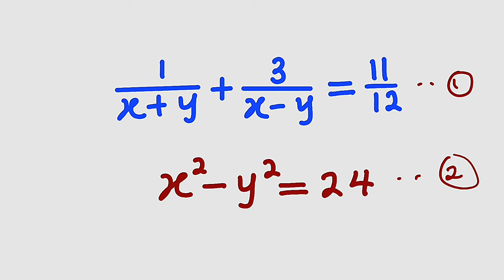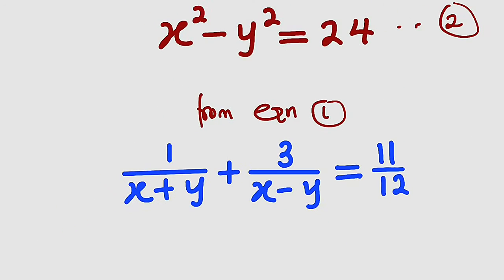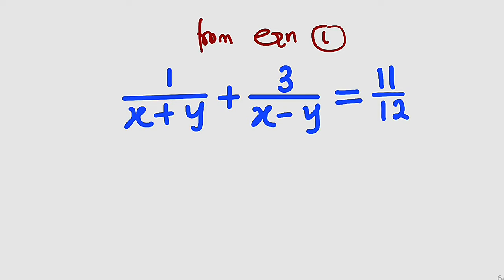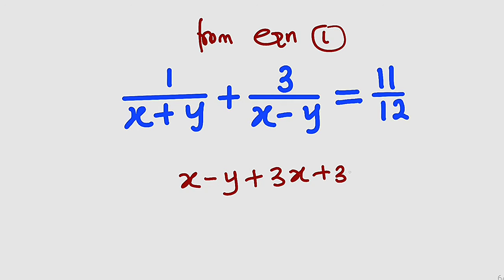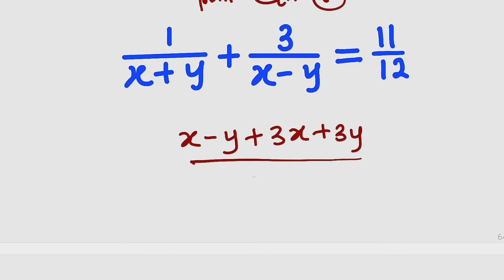Let me start with equation number 1. Let me simplify it a little bit. We can take this and multiply by this. That will give us x minus y. Then we take this and multiply by this. That will give us 3x plus 3y. We divide by the product. If you multiply these two together, it is just a difference of two squares, right? x squared minus y squared. So this is x squared minus y squared, and this is equal to 11 divided by 12.